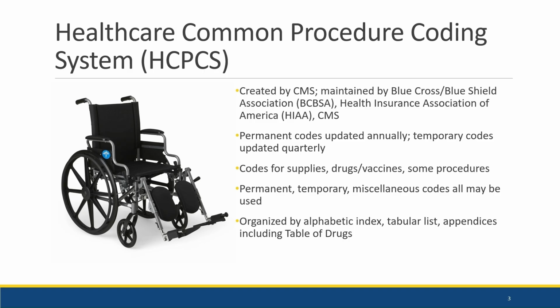Similar to the other two manuals, HCPCS is organized by an alphabetic index, a tabular list or numeric section, however you want to call it, I've heard it both ways, as well as appendices, and it also includes a table of drugs so that you can quickly search for the correct drug or medication supply code. This manual is really very similar to the CPT manual, and we use it in basically the same way. So if you haven't already watched my intro to CPT video, go check it out and come back here.